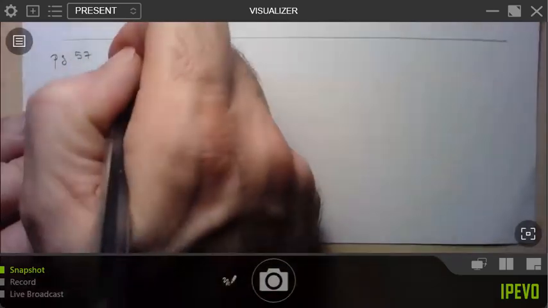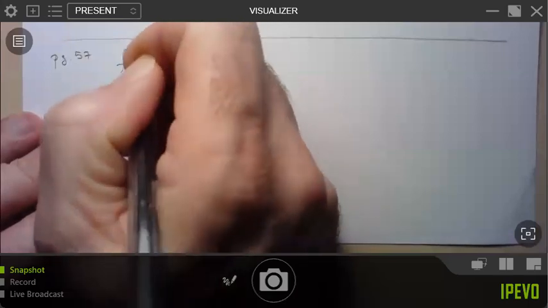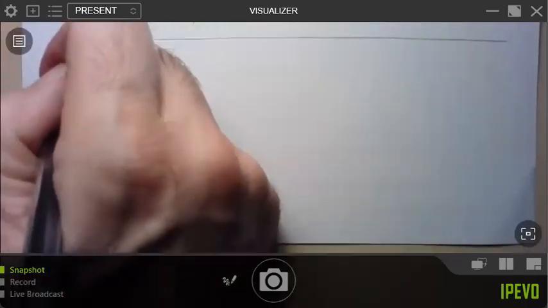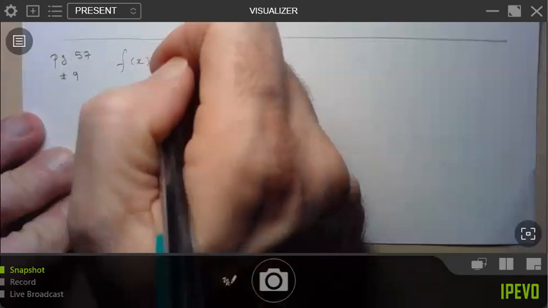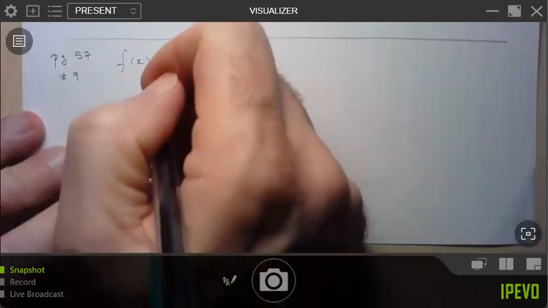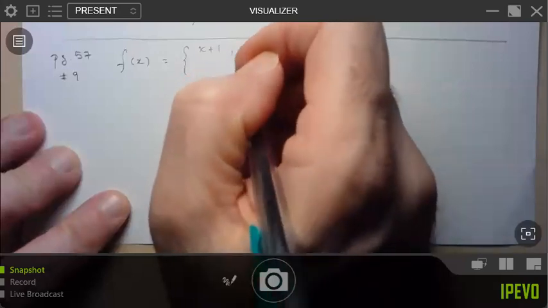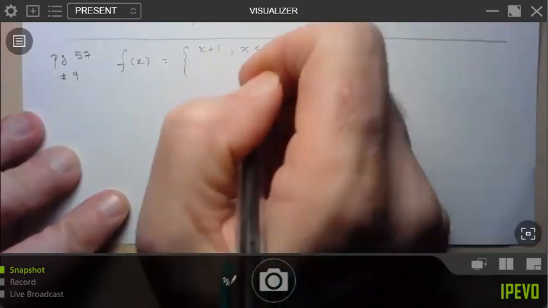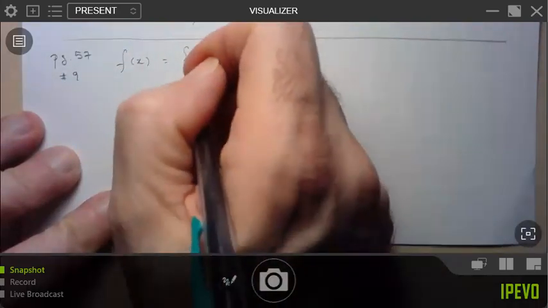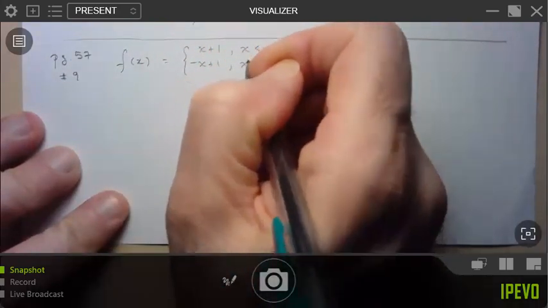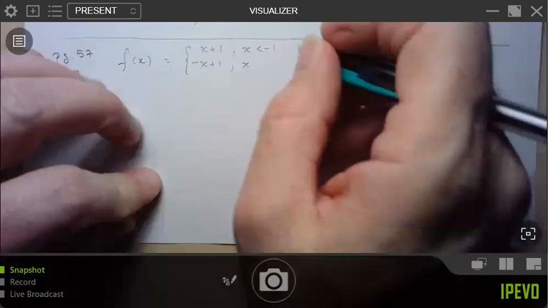So let me just write down this function. Oh, sorry, page 57, number 9. Okay, so we have x plus 1 if x is less than -1. We have negative x plus 1 if x is between -1 and 1.